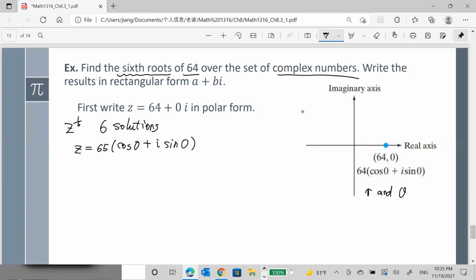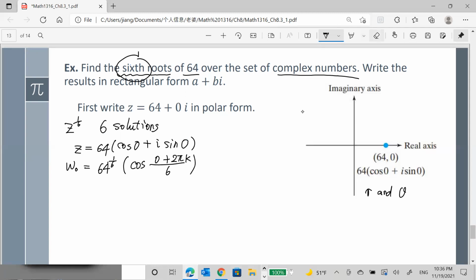And how about W sub 0? That's the first, k equals 0. That's the first solution for z to the 1/6 power equals, sorry, this must be 64, not 65. 64 to the 1/6 power, and then because this is n, and then cosine. The n is 6 because the n depends on the given information, to the 1/6, the 6th root. So the theta is 0, but I need to put the 0 here, plus 2 pi k.